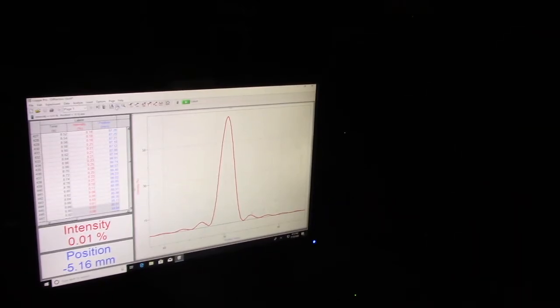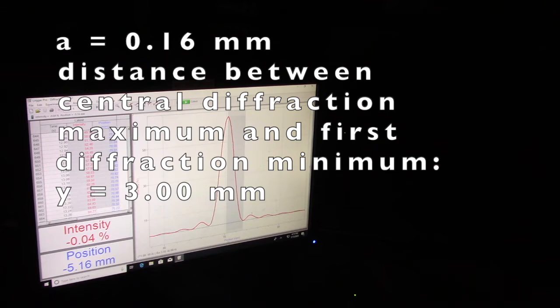Okay, so here is the diffraction pattern when we're using the 0.16 millimeter slit. And so just like before, what we're interested in is the distance from the center of the pattern to the first minimum. And so that is 3.00 millimeters on the dot.